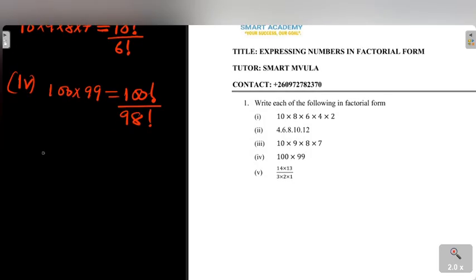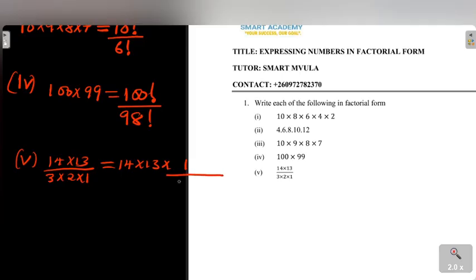Then for part 5, what we have is 14 times 13, that is over 3 times 2 times a 1 there. So for us to write this number in a factorial form, we'll start with whatever we have on top, so that can be written as 14 times 13. Then we'll say times 1 over whatever we have down. So we're trying to split. So it will be 3 times what? 2 times a 1.